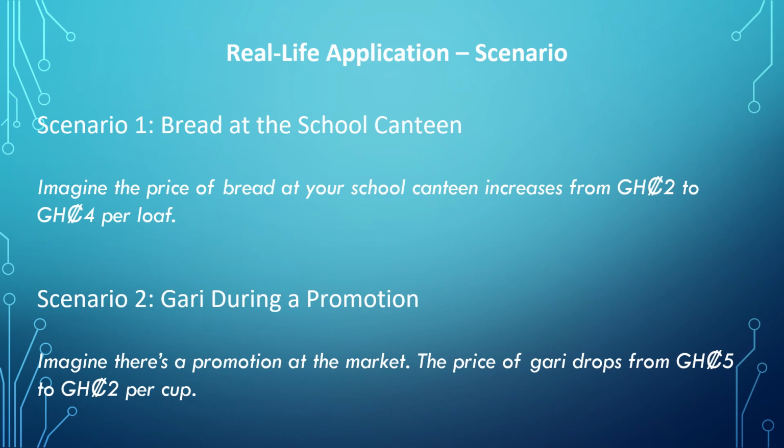Why is this important? Because it shows how price changes affect market behavior. When sellers want to increase sales, they can lower prices. When they want to increase revenue, they might raise prices, though this might reduce quantity demanded. Understanding the law of demand helps us make smart decisions as consumers and as future business people.